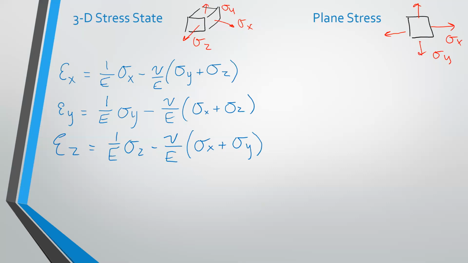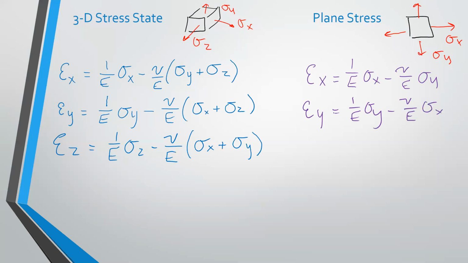But if one of your stress components is 0 and the other two normal stresses are non-zero, that would be a plane stress. You would plug in 0 for the one that is zero, and you can simplify these equations. So for example, your strain in the x, in this case, would be 1 over E sigma x minus Poisson over E sigma y. Your strain in the y would be 1 over E sigma y minus Poisson sigma x.